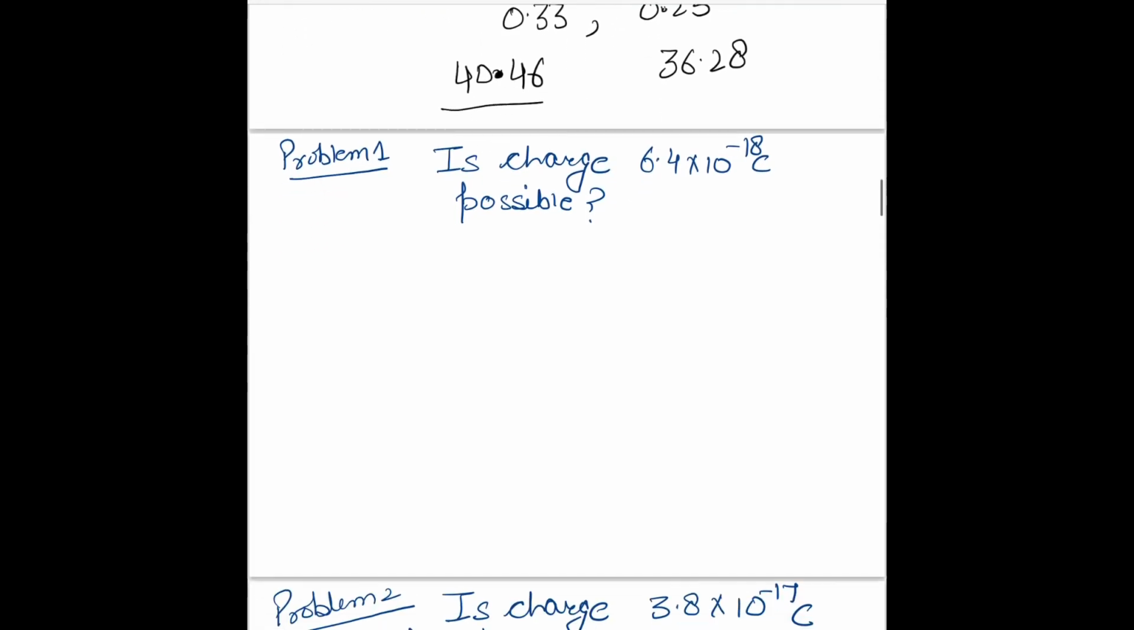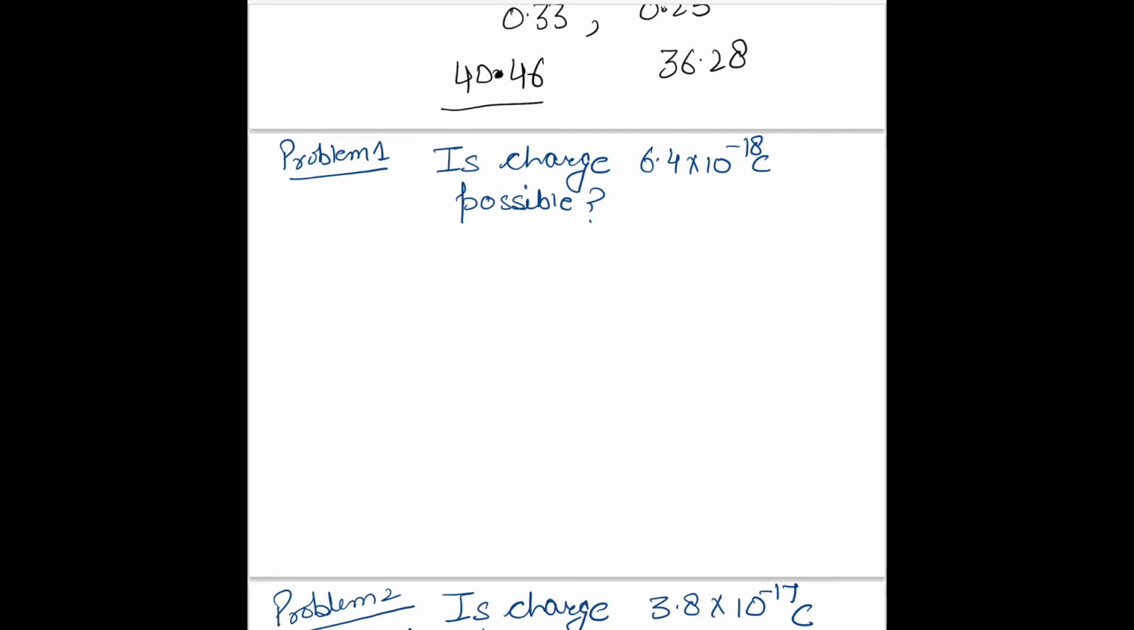Let us do a problem. The problem is: is a charge of 6.4 into 10 raised to the minus 18 coulomb possible? Can any material acquire this particular value of charge? So let us calculate.